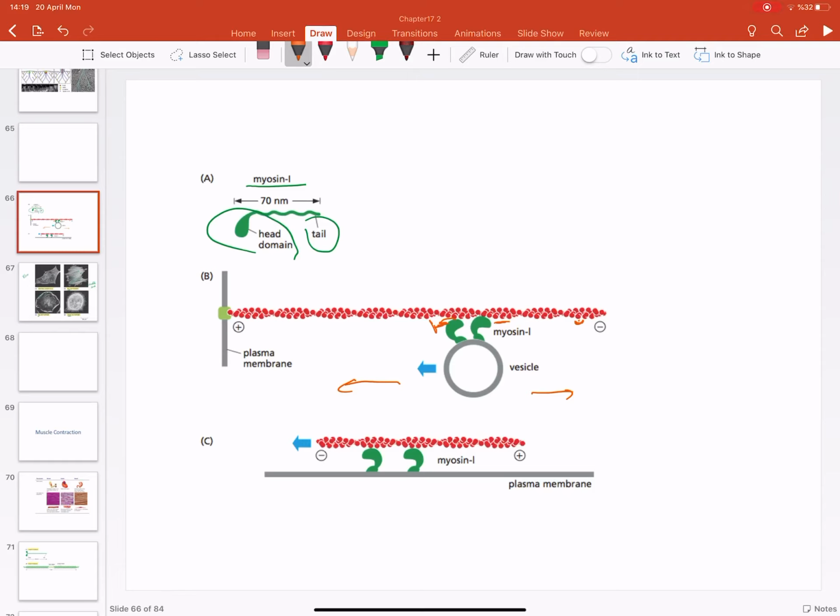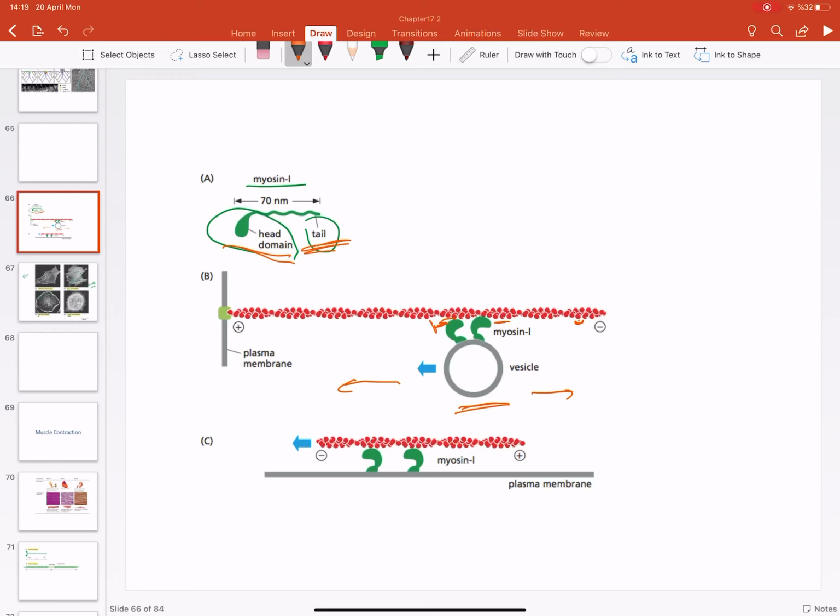Here we cannot say that the plus direction is always inside the cell, or the minus direction is always toward the centrosome, no. But all in all, they can know the direction and go, and they can carry vesicles just like the kinesins do. This head domain is kind of straightforward. All myosins won't have the same head domain, but the tail domain can be different from protein to protein.